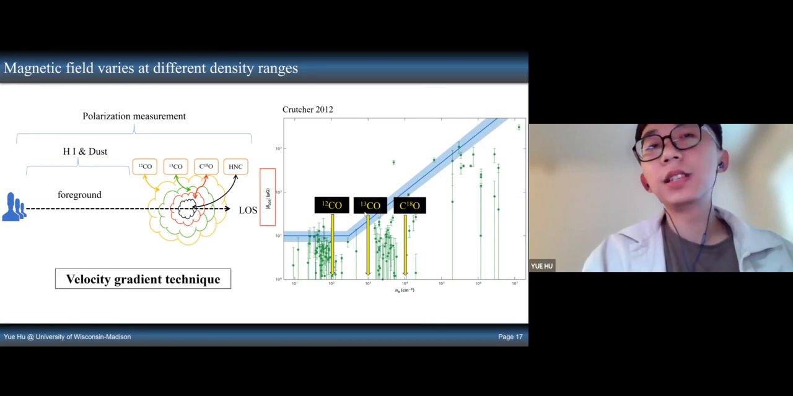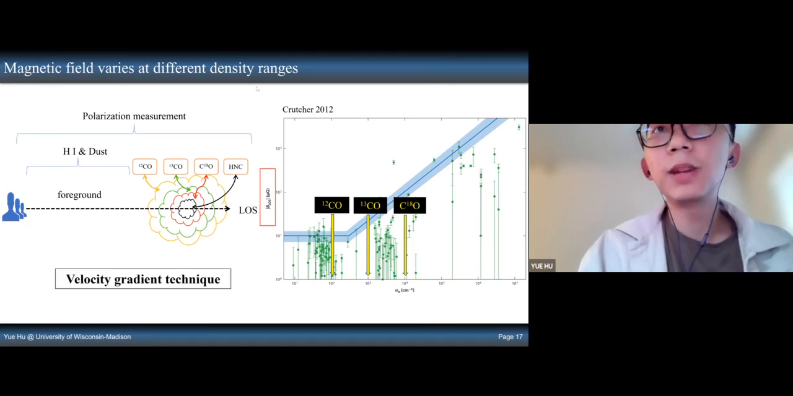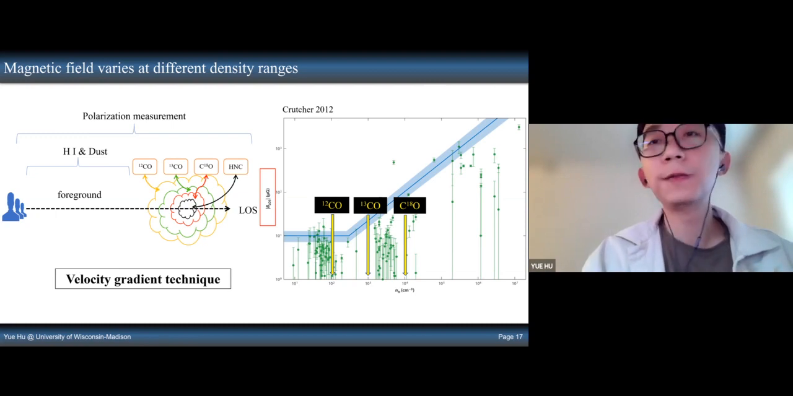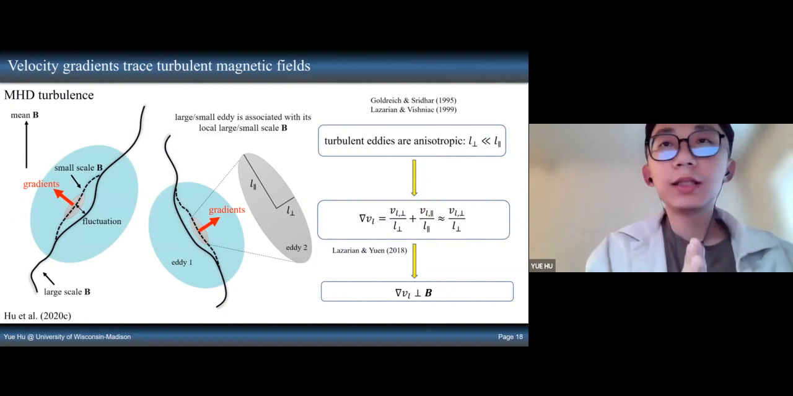So here I would like to introduce a new method, the velocity gradient technique. For this new technique, we can use the emission line of 12CO, and also other lines like H and C, to trace the magnetic field. Therefore, we can separate the magnetic field in different spatial positions and also in different volume density ranges. Let me introduce a little bit about the velocity gradient.